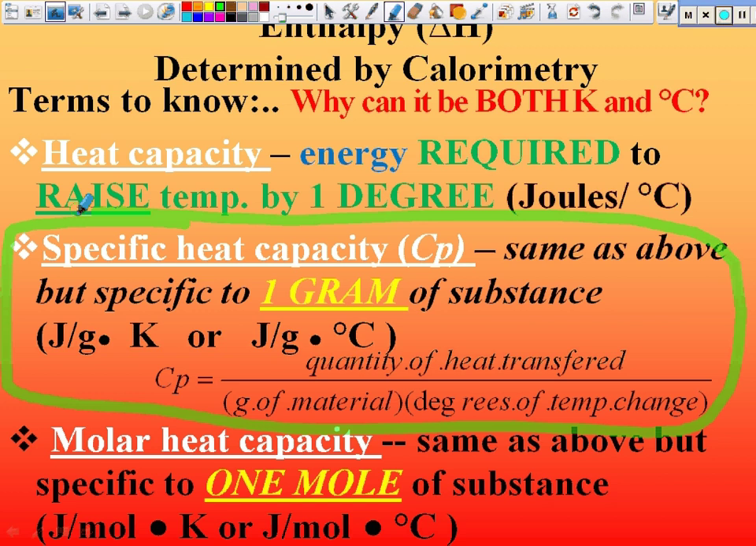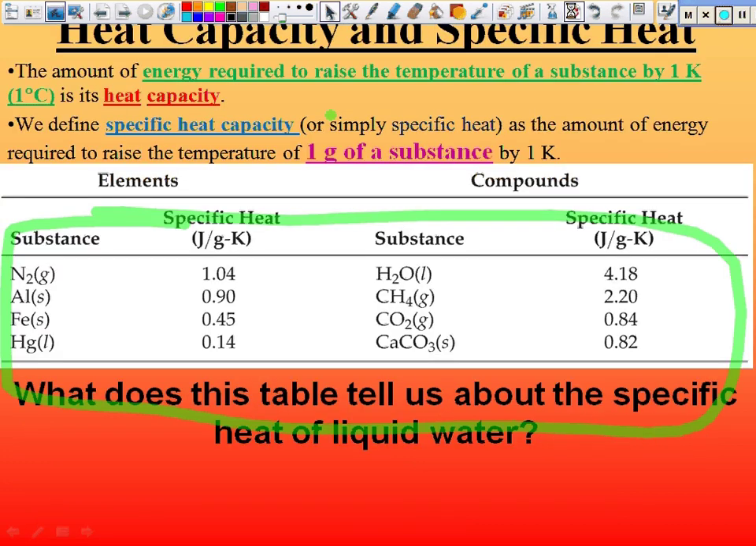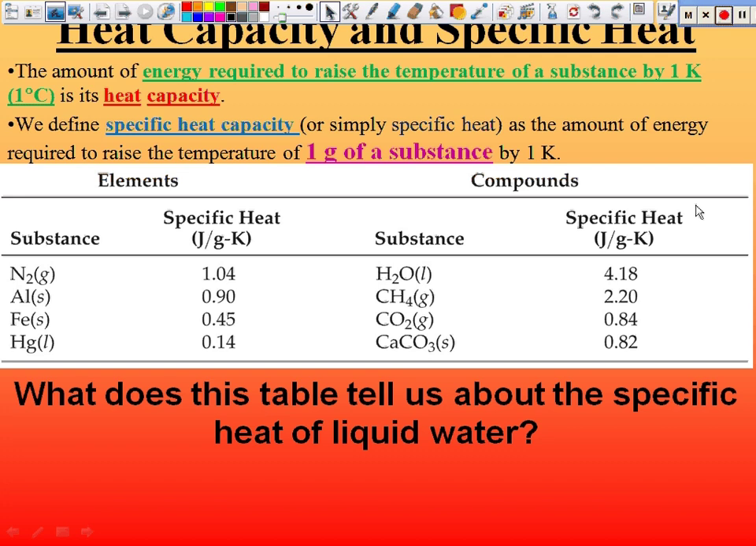Yes. Okay. Now, molar heat capacity, you will see this occasionally. I've never seen it in a question, but it does show up. It's the same as above, but specific to 1 mole of a substance. 1 mole versus 1 gram. And again, I don't know why they don't use molar heat capacity, but they do use specific heat capacity. All right, so here is a list of specific heats for 8 different things.